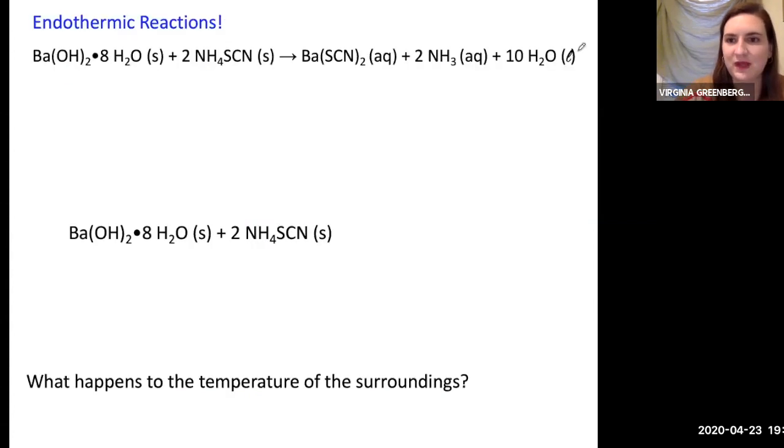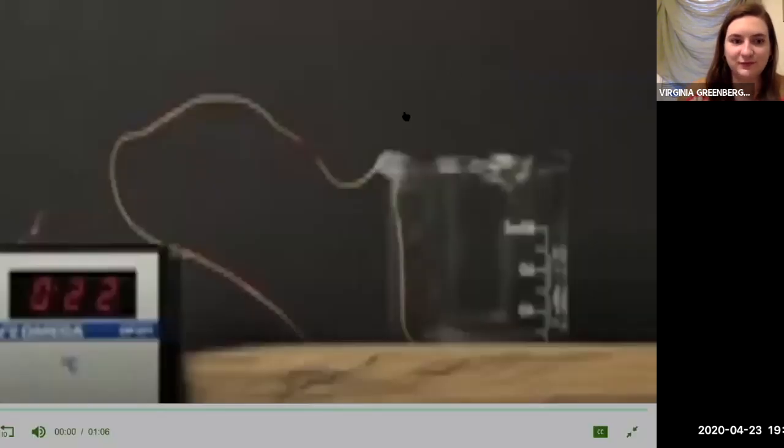Okay. So that brings us to our example of an endothermic reaction. So let's go ahead and look at a video in the ebook for this reaction. This is actually one of my favorite demos. I'm a bit disappointed we can't do it in person, but let's take a peek. So let's go ahead and watch a video of an endothermic reaction.